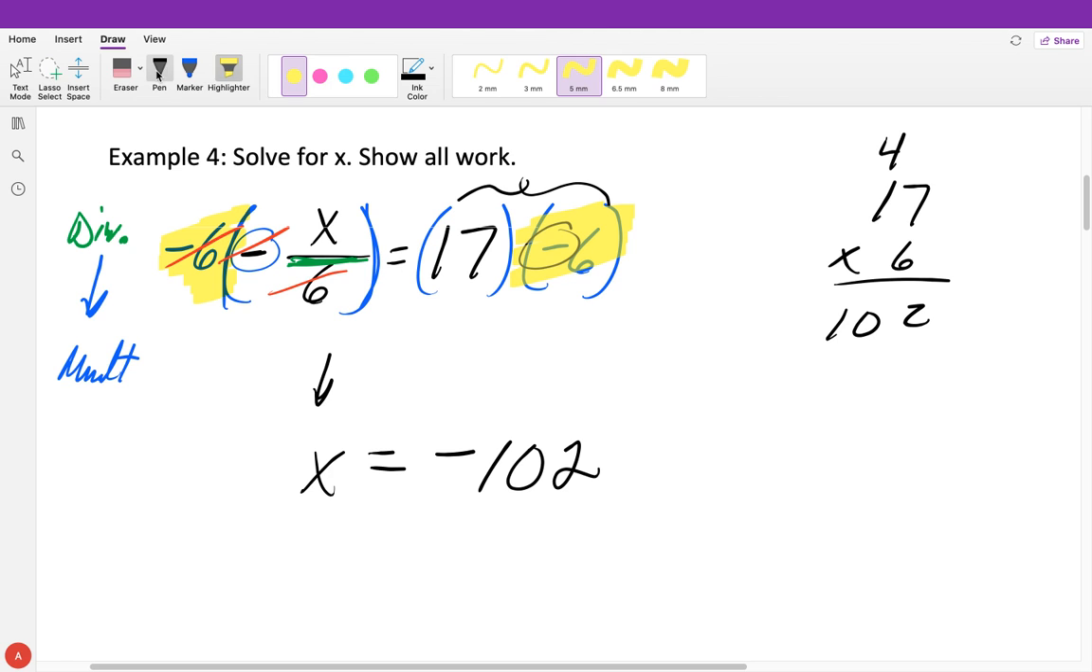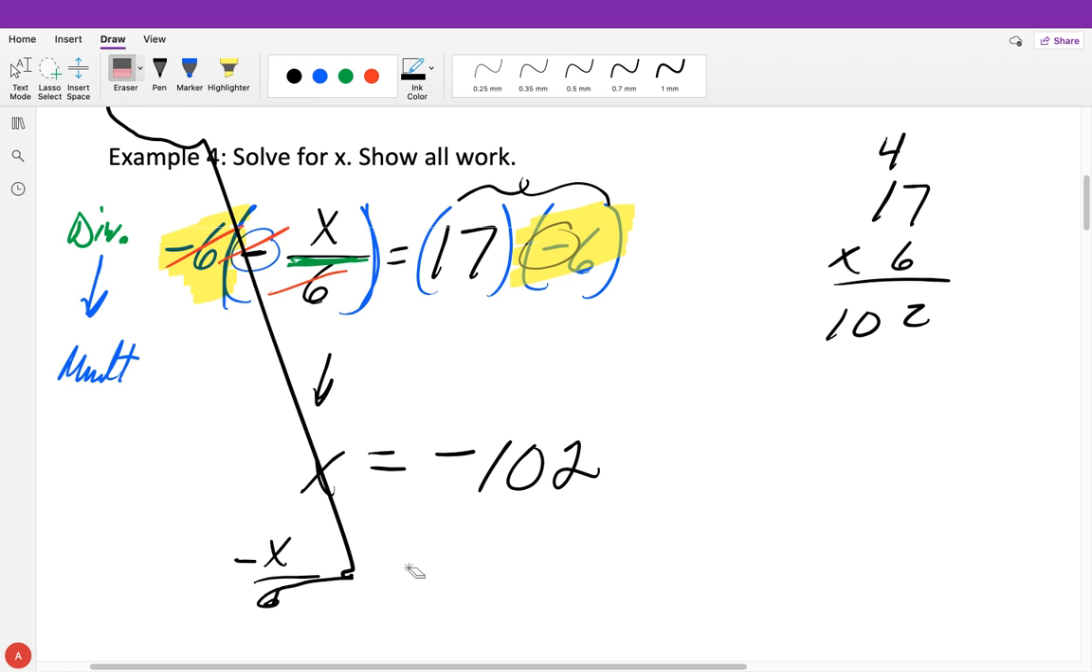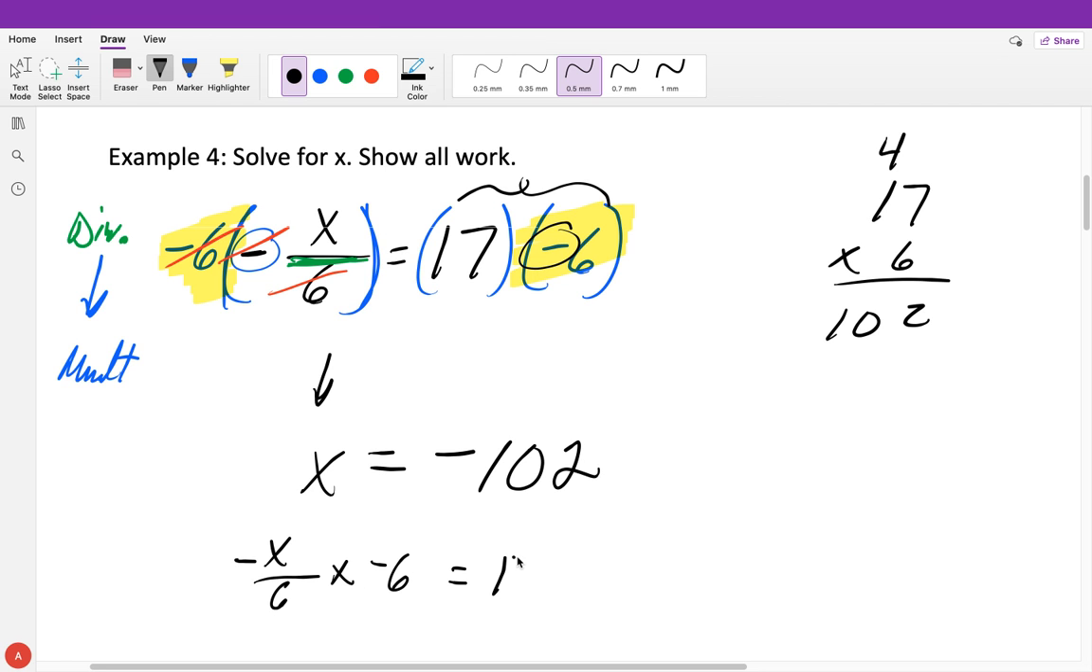What some kids like to show, though, is if they had negative x over 6, they would actually show their work like this, or if it's negative x over 6, they might show times by negative 6 is equal to 17 times by negative 6. This is why you'll say, I'll never write an x for multiplying again, because which one is which? So I actually don't advise that you do it this way, but whatever you feel comfortable with. But you must show me your inverse operations. If you don't show me your inverse operations, I'm assuming that you're guessing and checking, and the highest you can get is a D at that point.